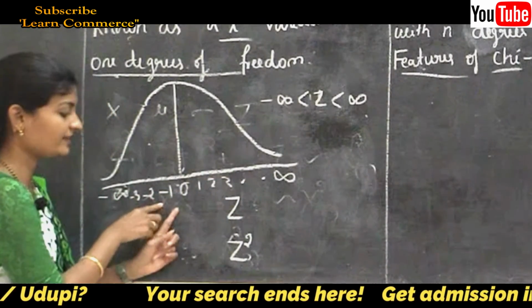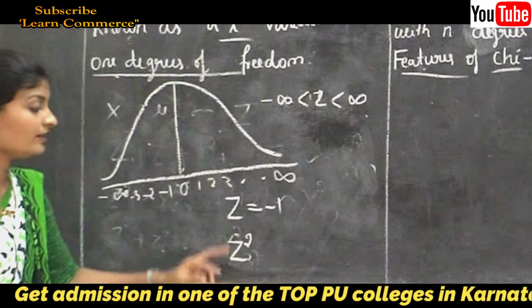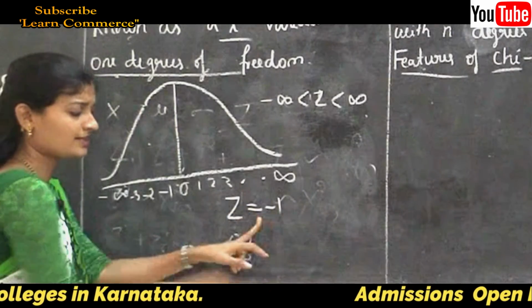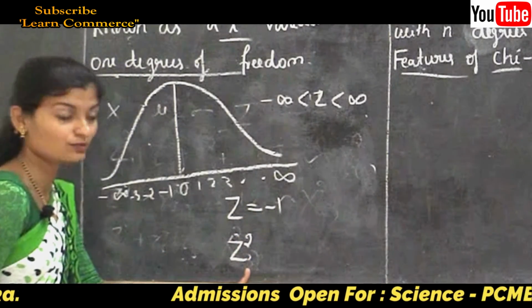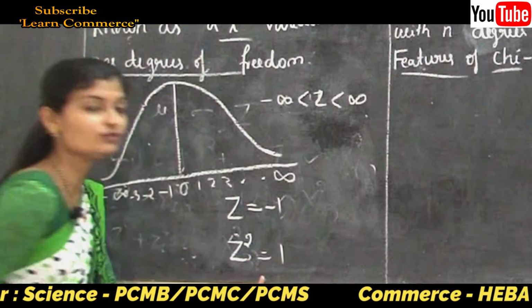Okay, negative values are there like this. If I take z, that is minus 1, if it is standard normal distribution, that is z is equal to minus 1, then what is chi-square distribution, that is z square. If I take z square of this, then the value is 1.